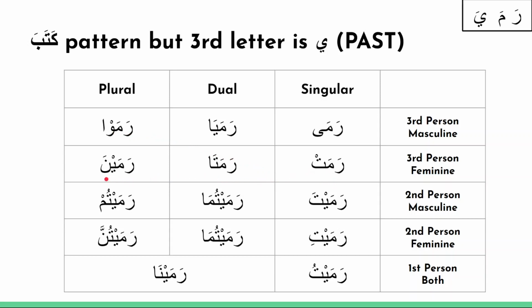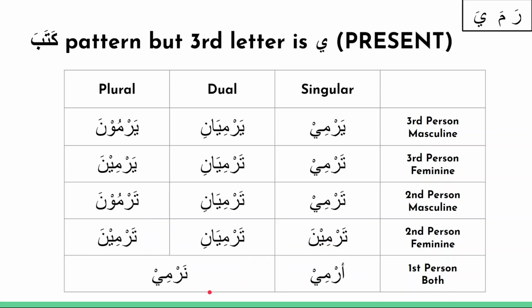Ramata, rameina. And from here on, including the ya, you see all of the root letters. Ramaita, rameituma, rameitum, rameiti, rameituma, rameitunna, rameitu, rameina.